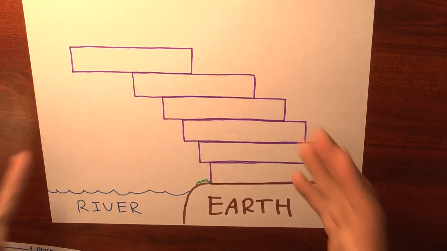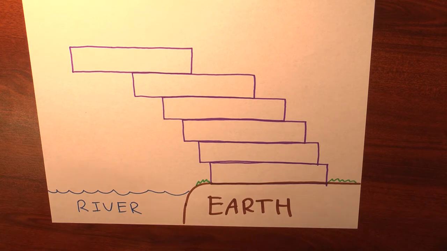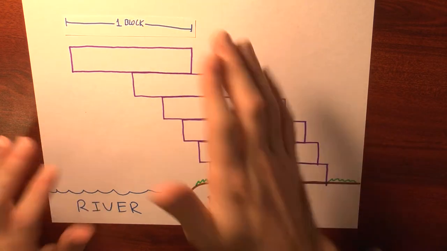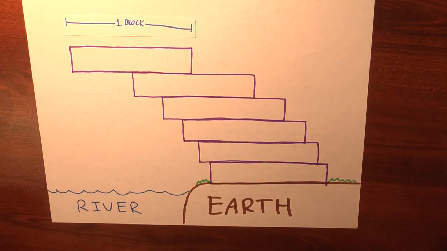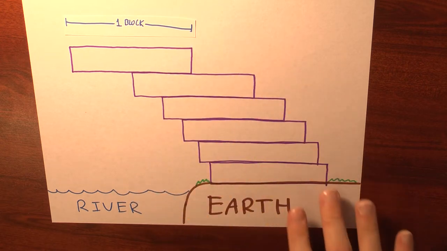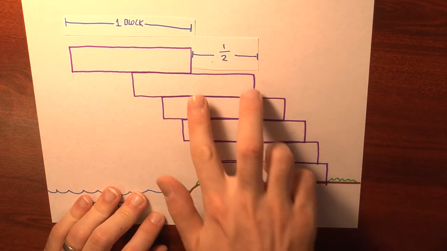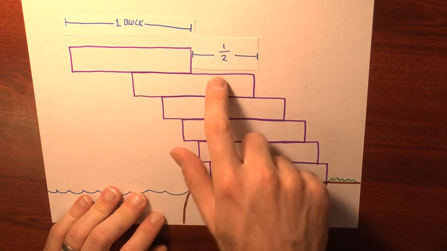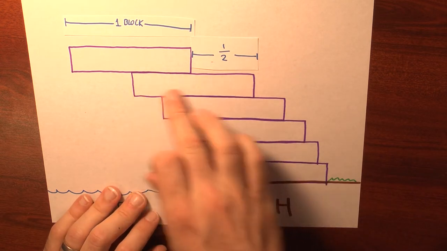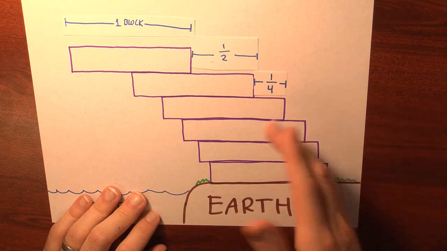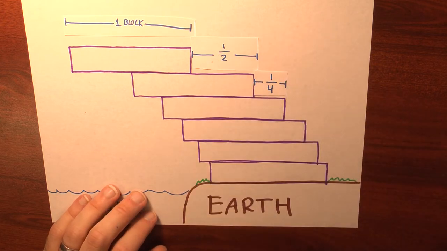Well, let me propose a specific configuration. Here's the configuration I'm proposing. Imagine that all these blocks are exactly the same. They're all one block long. And I've staggered them like this. So the first block is offset by half a block width from the second block. The second block is a quarter of a block width pushed in.